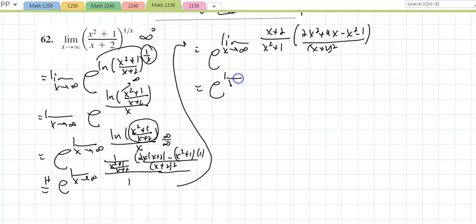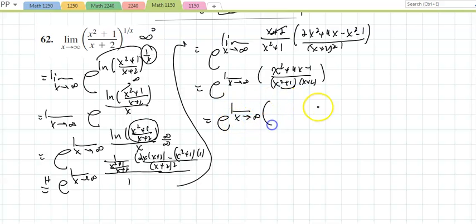That would be e to the limit as x approaches infinity. This cancels one of those. And that would be 2x squared plus 4x minus x squared minus 1 over x squared plus 1 times x plus 2. You could FOIL the bottom. Or you could say, you know what, I'm going to divide by the highest power term of the denominator, which is what I advise you to do. So you divide the denominator by x squared and by x.